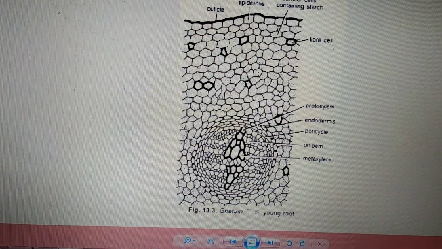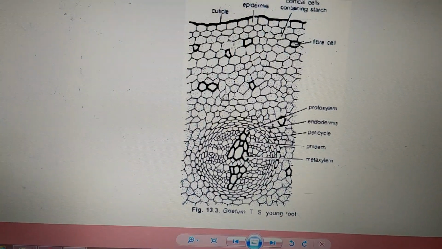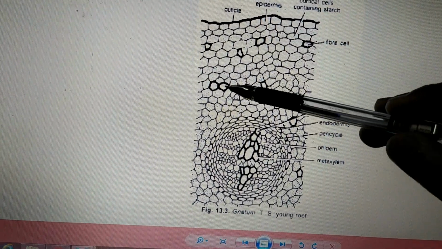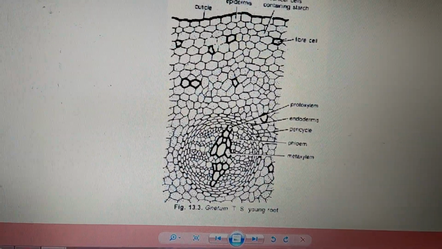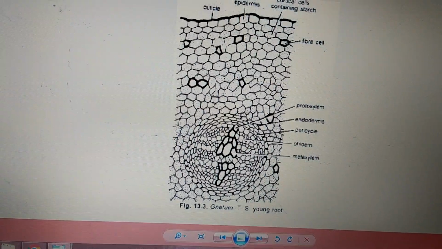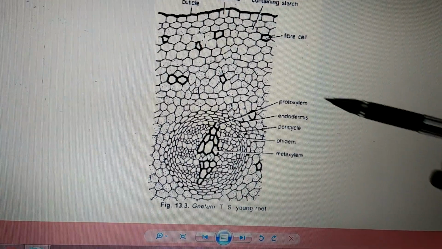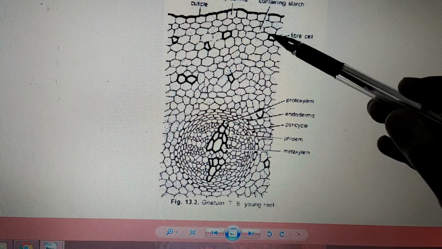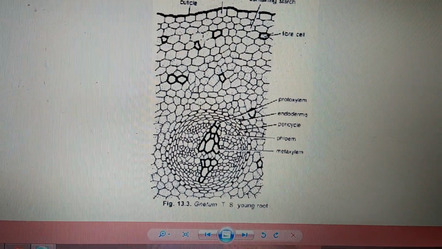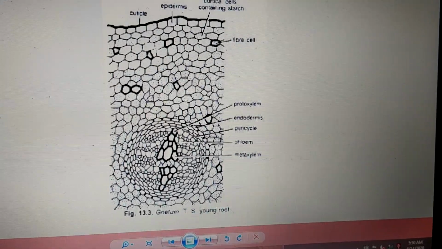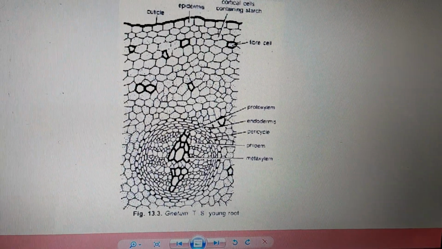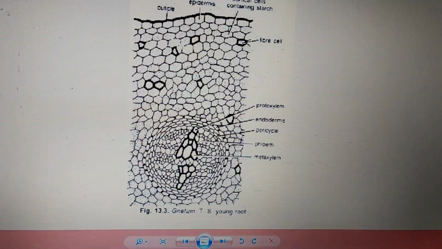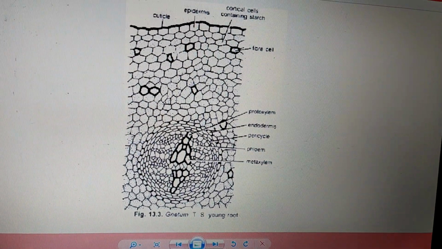Apart from this we can see thick walled fiber cells, here these dark colored structures. Now what is the function of these fiber cells? These cells are highly lignified, that is they have deposition of lignin on their walls. That's the reason they are highly lignified, thick walled cells. And their main function is to act as a support tissue. They provide support to the root.